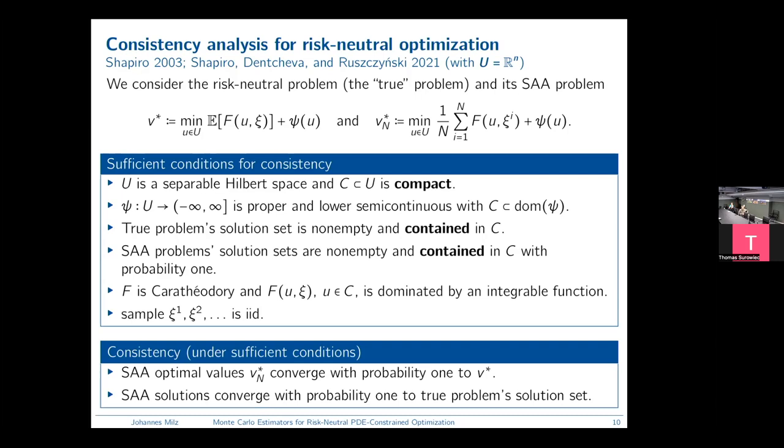Okay, so given this set of assumptions, we obtain the consistency of this approach. Yeah, the only issue that we generally have in infinite dimensions is that compact sets are very rare usually, but that's okay for us. Okay, and I want to talk a little bit about how we obtain consistency of the SAA optimal values.